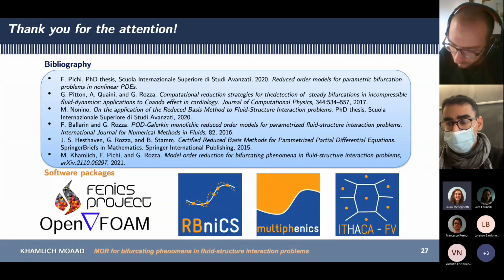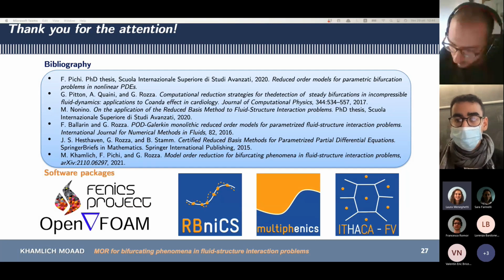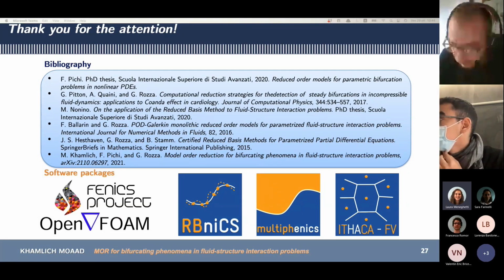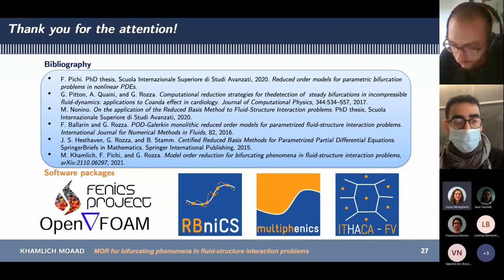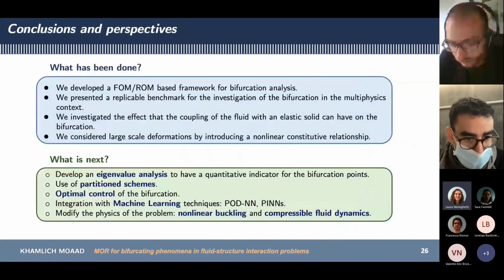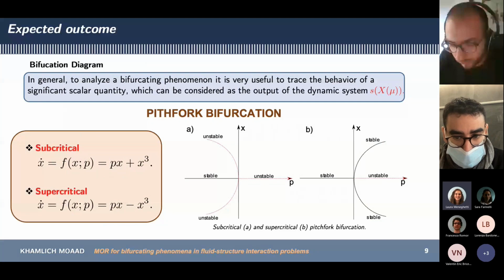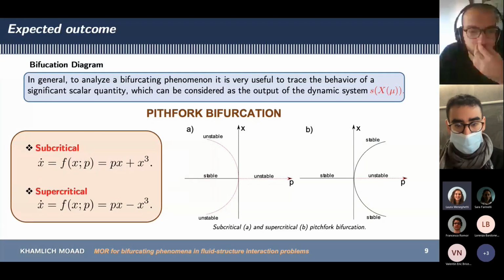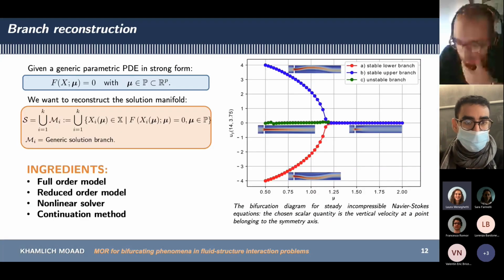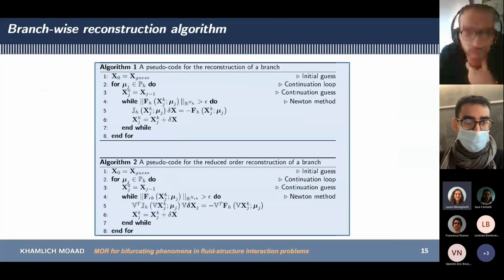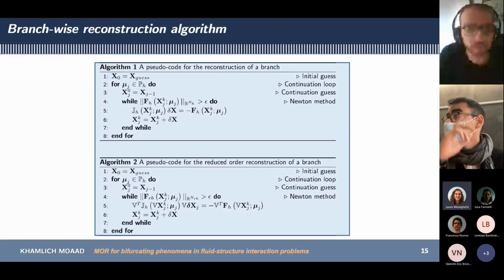As a warm-up, I have one maybe. Okay. Can you go back to the slide with the algorithm? Yes. Maybe as a first question, I would ask, how do you choose the initial guess for a parameter?